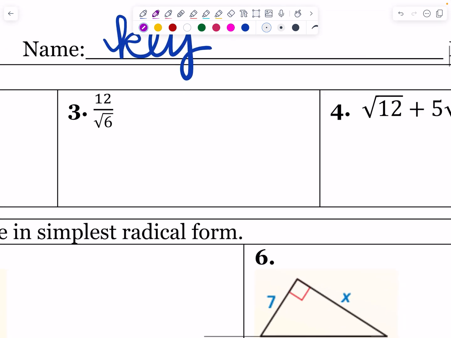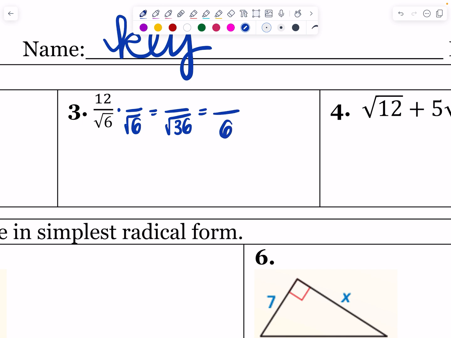Number 3 says 12 divided by root 6. Root 6 is fully simplified, but remember that to be a fully simplified radical, this is a fraction and we cannot have a radical in the denominator. In order to get rid of the root 6 in the denominator, we're going to multiply it by itself. Why do we do that? Because it becomes root 36. What's the square root of 36? That's going to be 6 wholes.